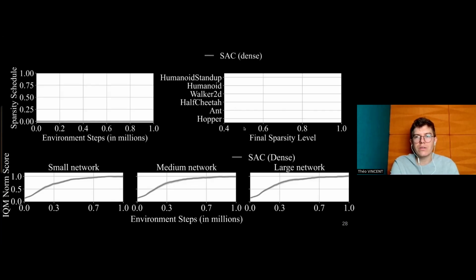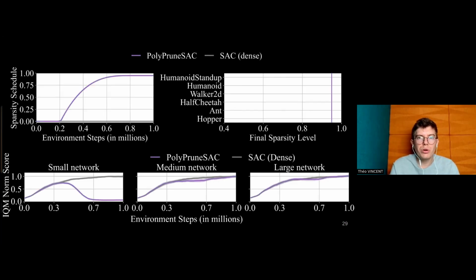I will show here the final sparsity level of each agent with respect to the environment. We also evaluated the state of the art that we call polyprune SAC because it follows a polynomial sparsity schedule that is hard-coded to reach a sparsity level of 95%. You can see that for large network and medium network, things are going very well because the performances are the same as the dense network. However, for the small network, things are going pretty bad. And that's because the sparsity level is too optimistic.